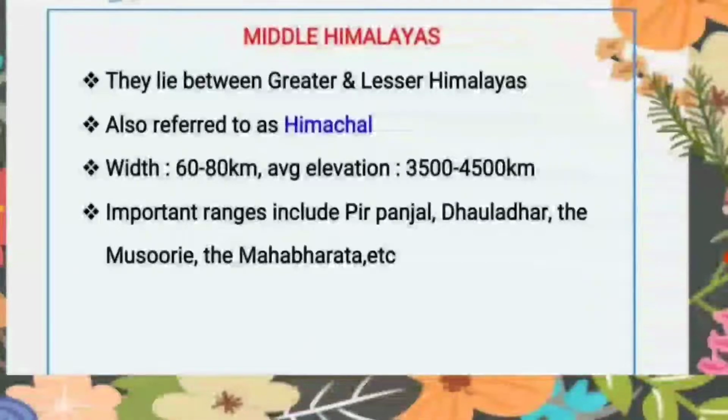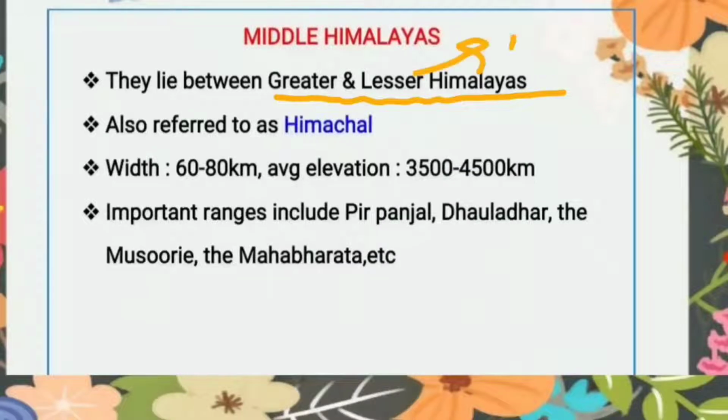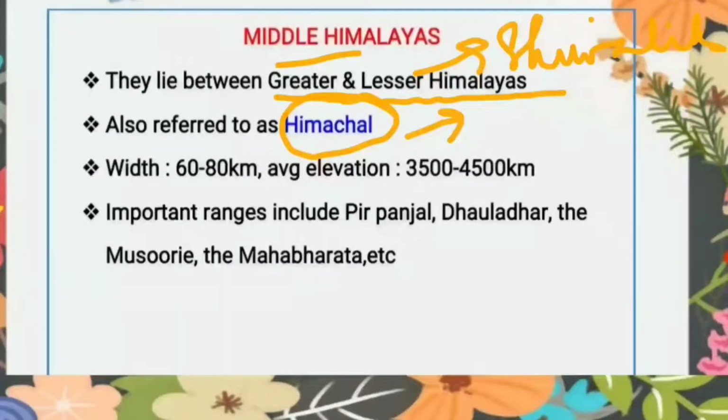Moving towards the Middle Himalayas. The Middle Himalayas lie between the Greater and the Lesser Himalayas. Lesser Himalayas means Shivaliks, and the Greater Himalayas we are yet to talk about. In between the two lie the Himalayas known as the Middle Himalayas. Middle Himalayas are also referred to as Himachal, just like we call Shivalik by the name of Outer Himalayas and Lesser Himalayas. The width of the Middle Himalaya is 60 to 80 kilometers, and the average elevation is 3500 to 4500 meters.